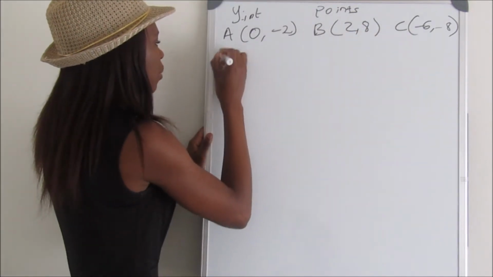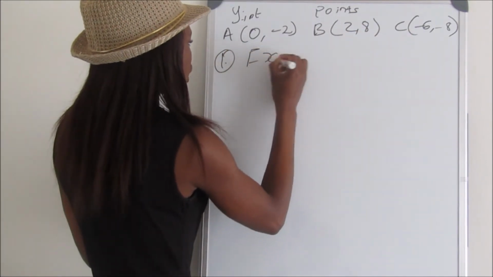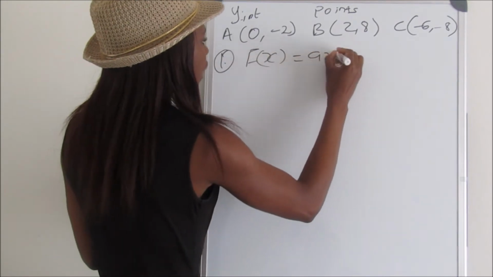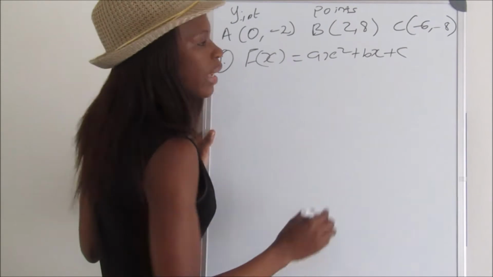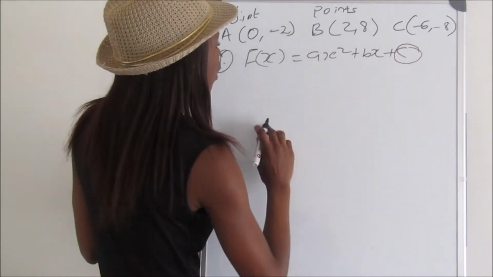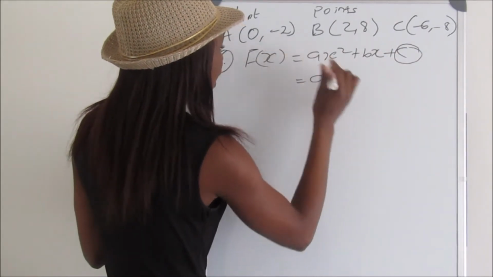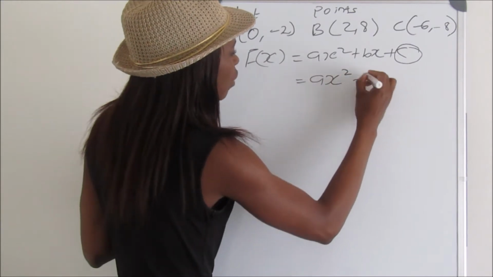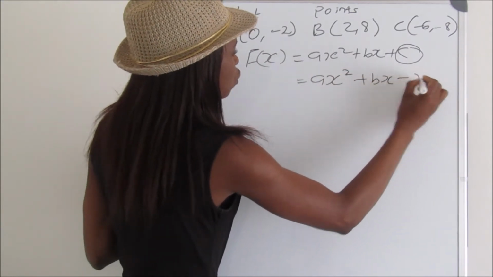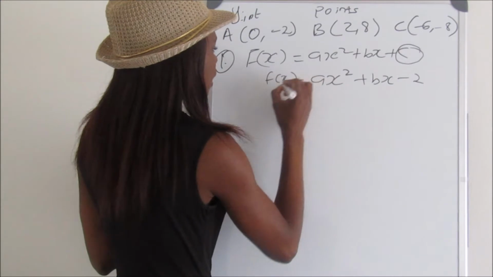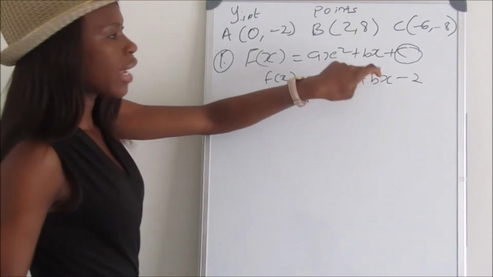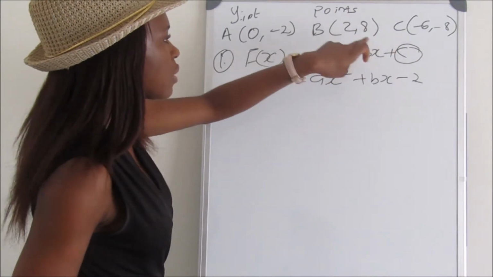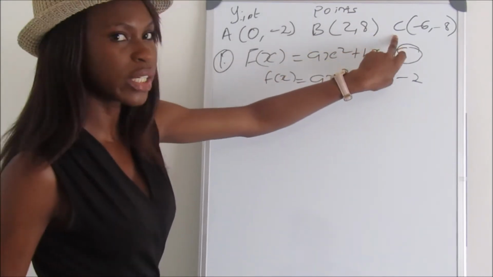The first step is to use the equation f(x) = ax² + bx + c, where c is the y-intercept of the graph. Substituting the y-intercept, we have f(x) = ax² + bx - 2. Now we have two unknowns, a and b, and we have two points on the graph, B and C.